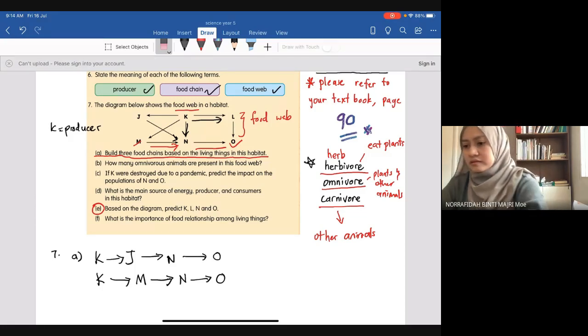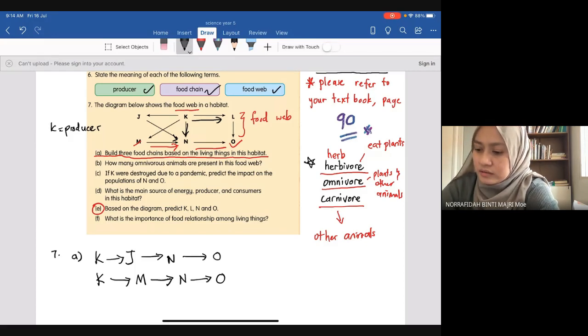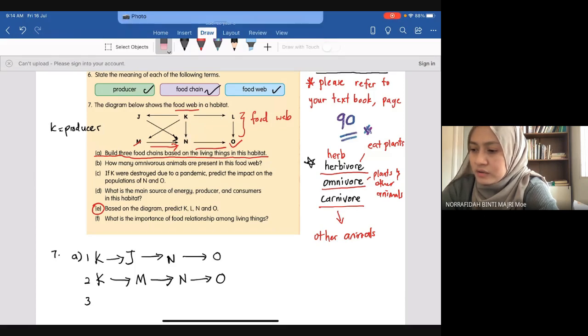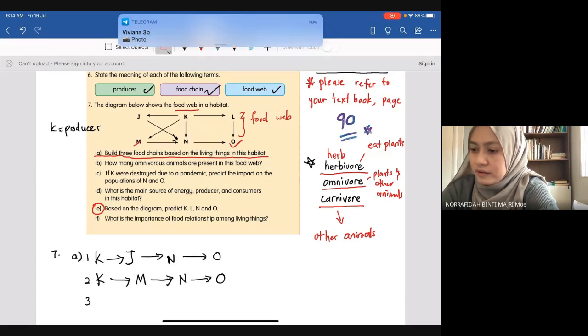Okay, sekejap. So it is 1, 2, and 3. So 3 you do this one. K eaten by L and then eaten by O. Okay, alright. So it's very easy for question A. Now we do question B.